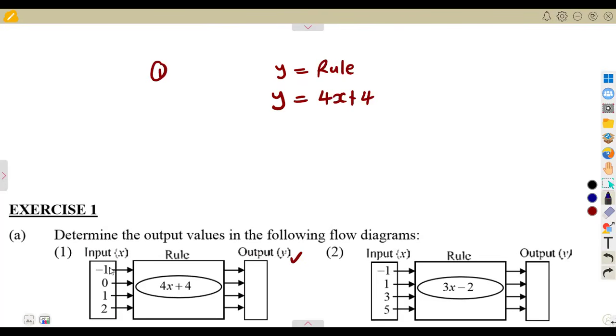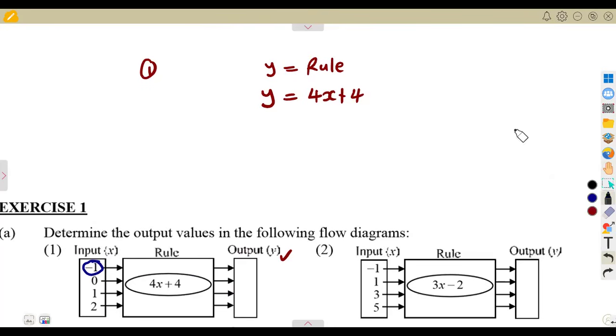Let's start with the first one. The input is -1. So they are saying if X is -1, what is the corresponding value of Y at the output here? That is the question. But it must follow through the rule. To pass through the rule means you are substituting into the rule. So if X is -1, we substitute into this rule. Y is equal to 4 times X, so it's 4 into -1, plus 4.